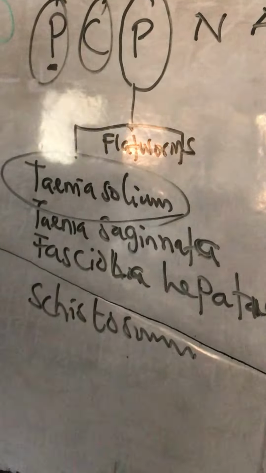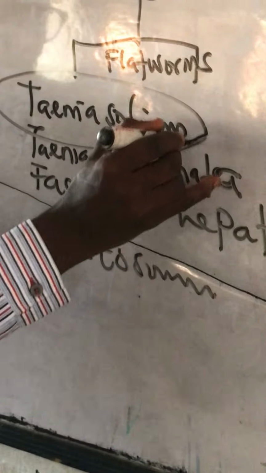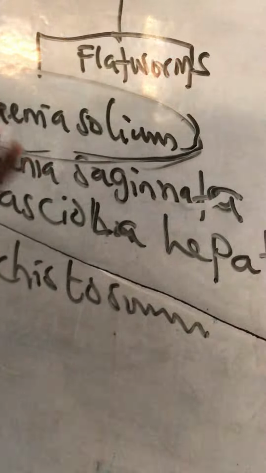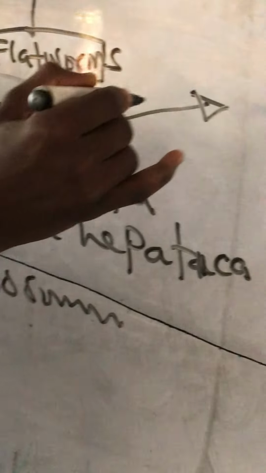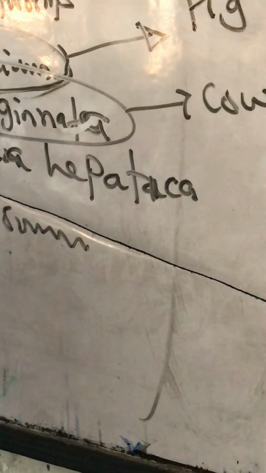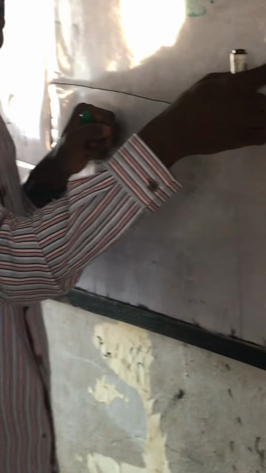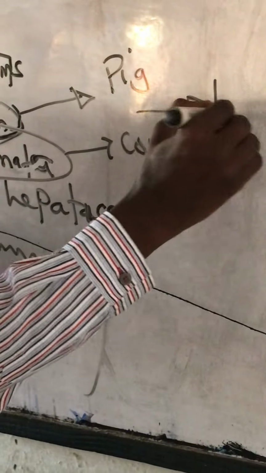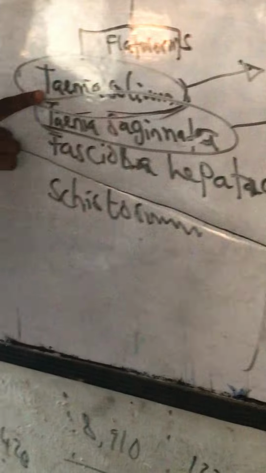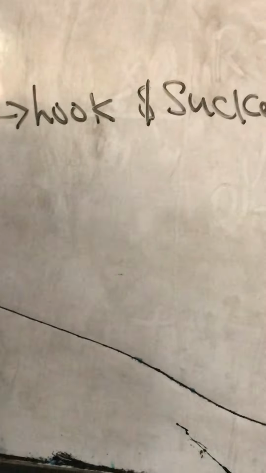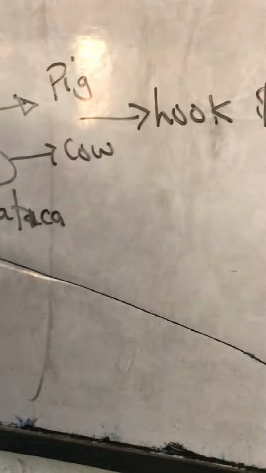Now, what do we refer to as the Taenia solium? The Taenia solium, that's what we call the tapeworm. Now, when we say Taenia solium, it is found majorly inside the pig, while the Taenia saginata, we have them in the cow. There is a common question that used to come down: what differentiates the Taenia solium from the Taenia saginata? It is the presence of the hook. Now, the Taenia solium has the presence of the hook and sucker, while the Taenia saginata does not possess these two. Please take note of that.